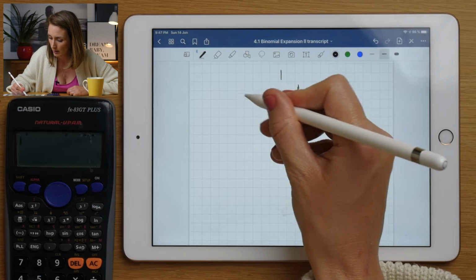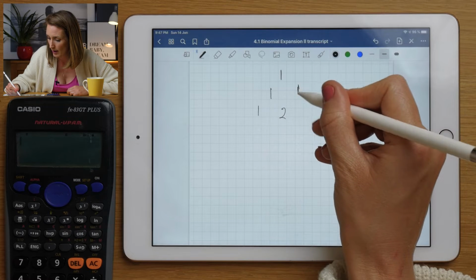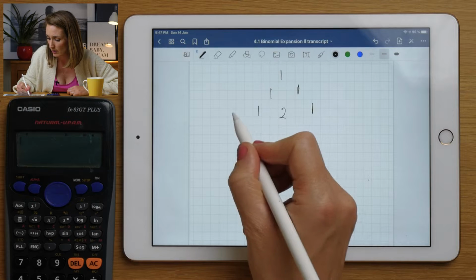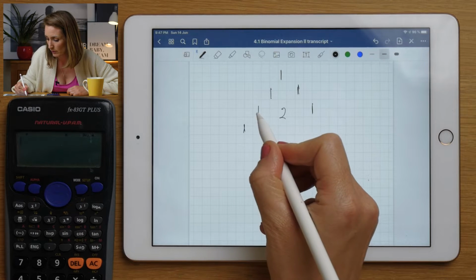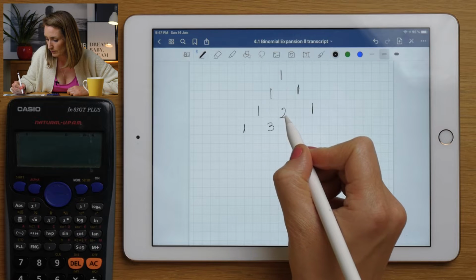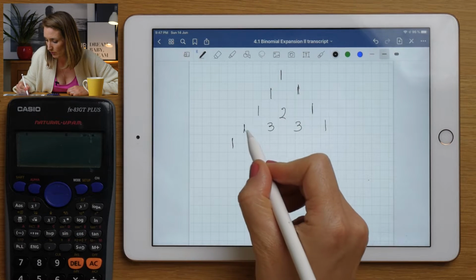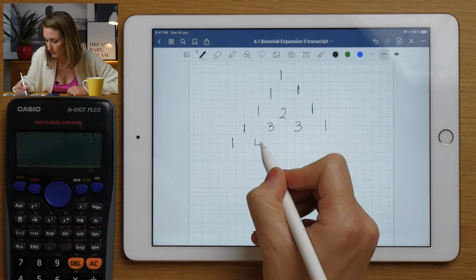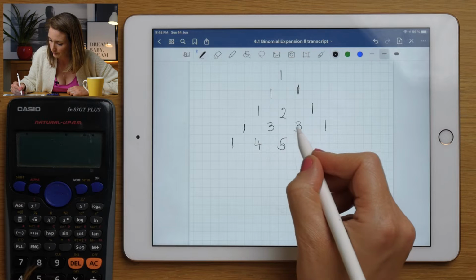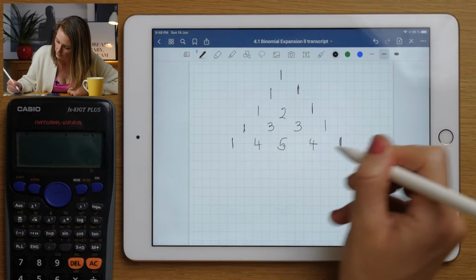And you keep going. Nothing add 1 is 1. 1 add 1 is 2. And 1 add nothing is 1. And you can keep going like this. Nothing and 1 is 1. 1 and 2 is 3. 2 and 1 is 3. 1 and nothing is 1. Here we've got 1. 1 and 3 is 4. 3 and 3 is 6. 3 and 1 is 4. And this would be 1.